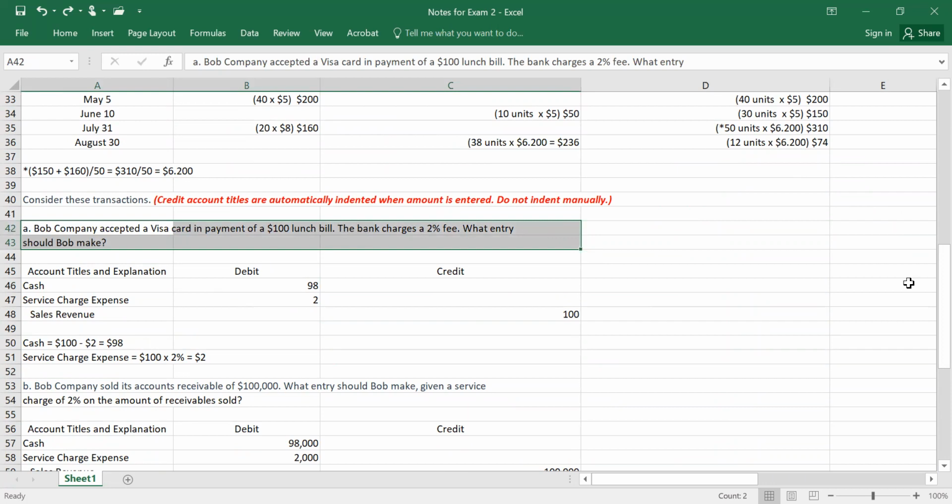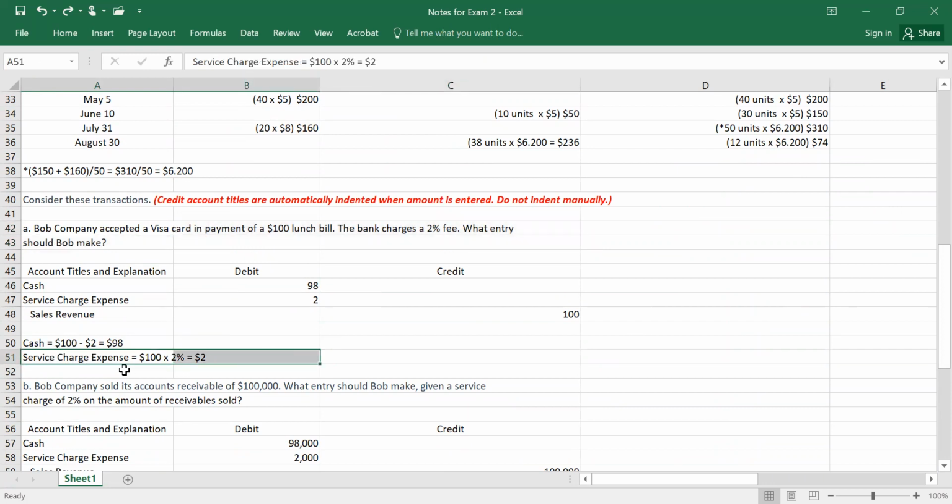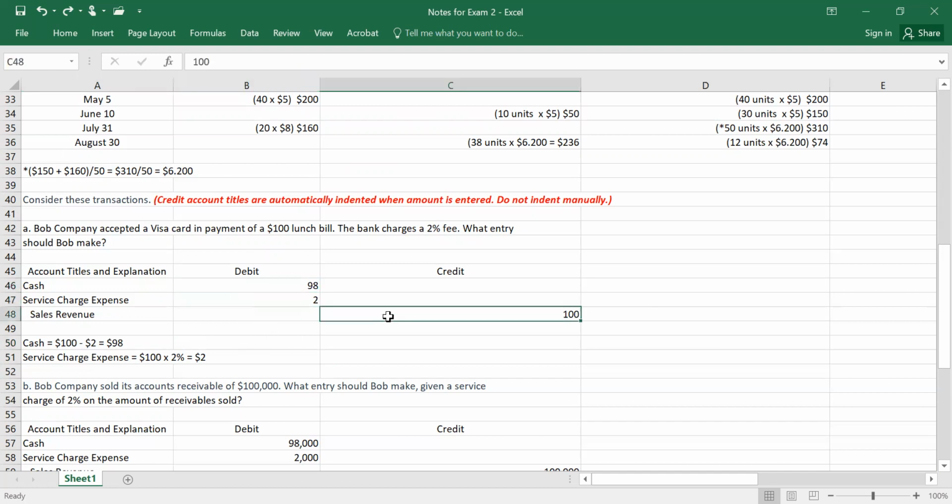Bob accepted a Visa card in payment for a $100 lunch bill. Bank charges a 2% fee. What entry should Bob make? Well, the cash that Bob's going to actually receive is going to be the sales revenue minus the service charge. Service charge expense is 2%. 100 times 2% is $2. So that means the cash is going to be 98. $100 minus $2 is 98.